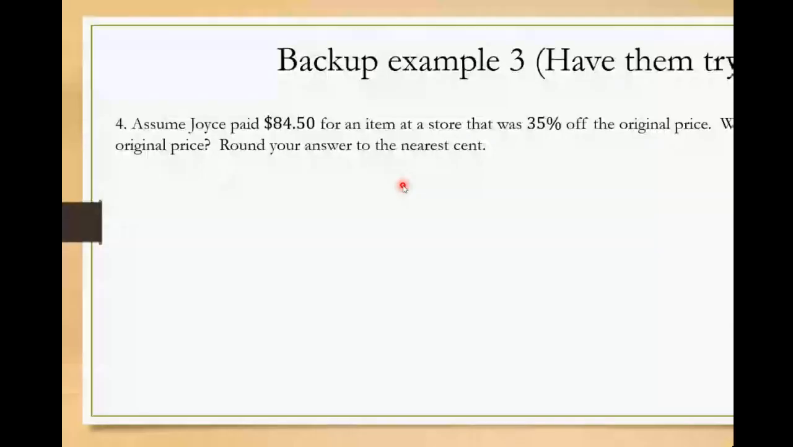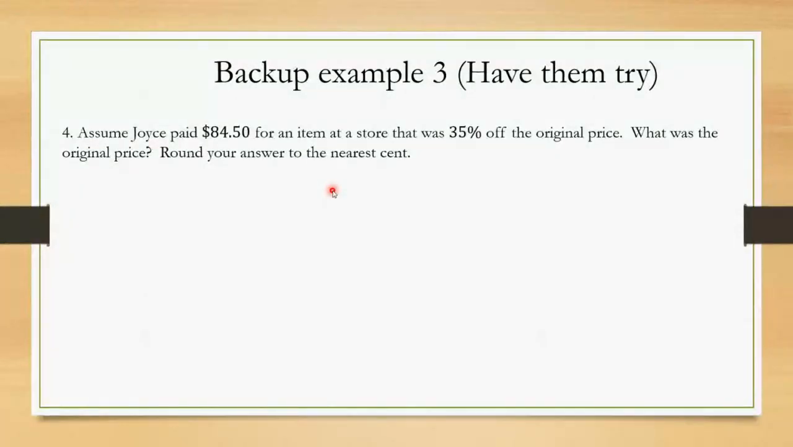All right, here's another one. I want you guys to try this. Suppose Joyce, this is actually from the book, paid $84.50 for something in a store, and the price is 35% off the original price. What's the original price? Take about a minute or two to try this.